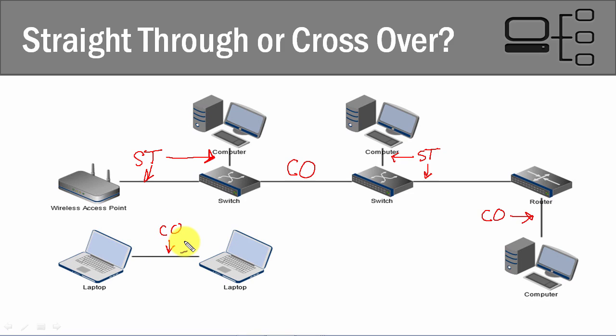So it's as simple as that. All you need to do when you're diagramming out and designing your network and determining what type of cable to use is you need to look at it and say, is this a similar device or a non-similar device? And for similar devices, we're going to be using a crossover cable, and for non-similar, we're going to be using a straight through cable. So that's going to go ahead and conclude this video.